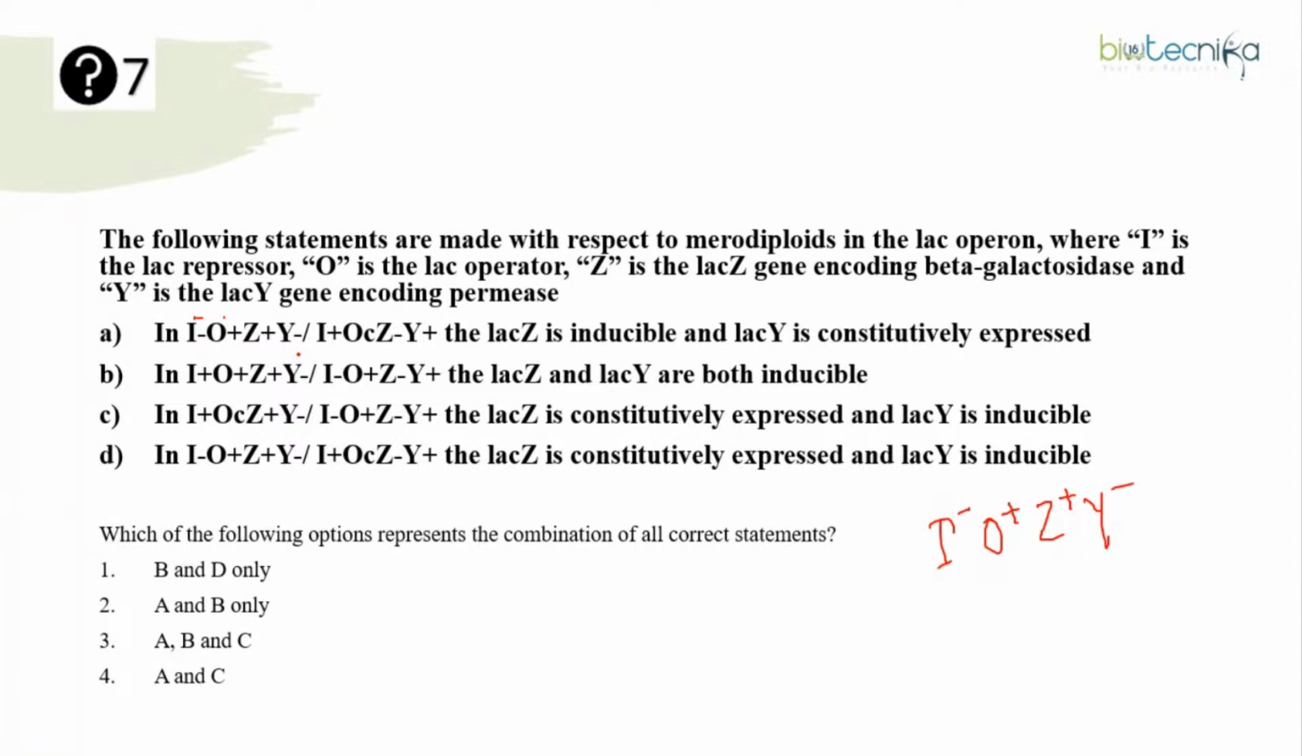Remember your lac I. This is transacting. I is transacting. That means in a merodiploid condition, I can work on both the promoters, I mean both the operators.